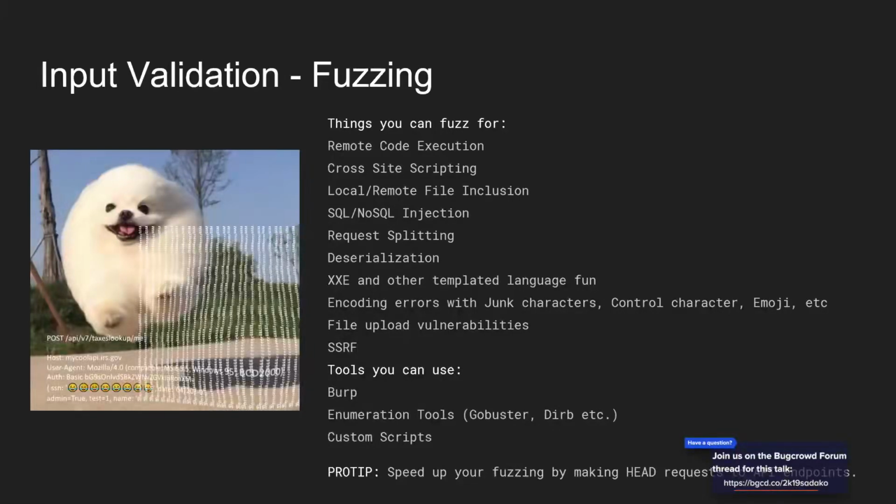And so tools that are commonly used for these kinds of things are Burp, which is the gold standard in my view for fuzzing and using the repeater to insert junk data into requests. Other enumeration tools like GoBuster, Dirbuster, using SecLists and other GitHub repos that have a lot of awesome fuzzing payloads, as well as just general application parameters that might be useful. And then custom scripts, which I'll get into in a little bit too. Pro tip here is speed up your fuzzing by making header requests to API endpoints, which I'll also get into later.